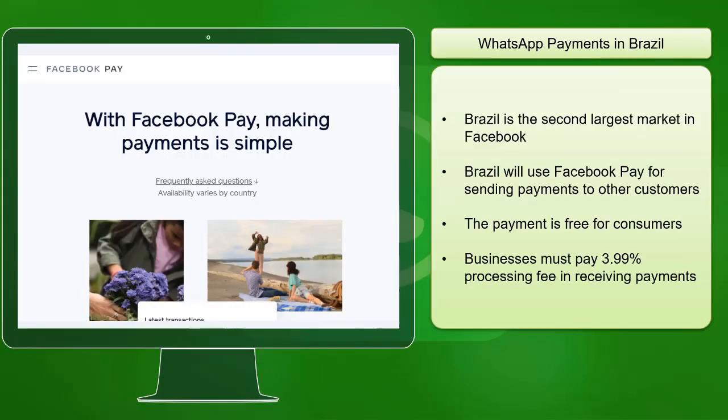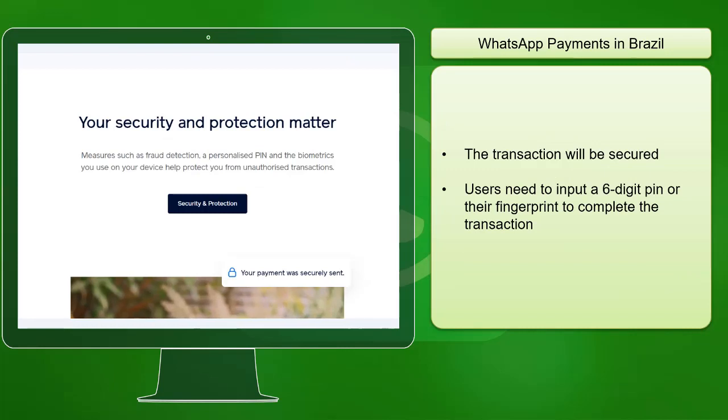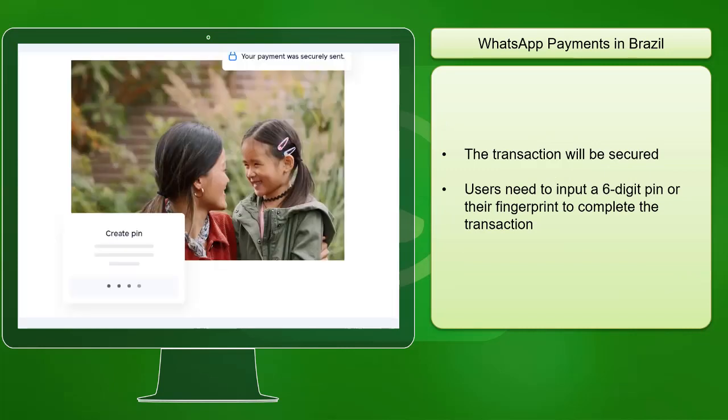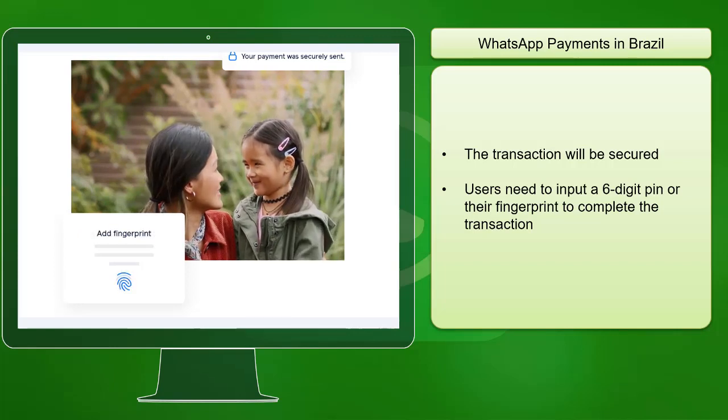Another country where WhatsApp payment was launched is Brazil, which is the second largest market. The country will use Facebook Pay for sending payments to other users. The payment service is currently free for consumers to use, although businesses must pay a 3.99% processing fee in order to receive payments. Every transaction is secured as the users will need to input a 6-digit PIN, a facial recognition, or use the fingerprint saved on their mobile devices to complete the transaction.